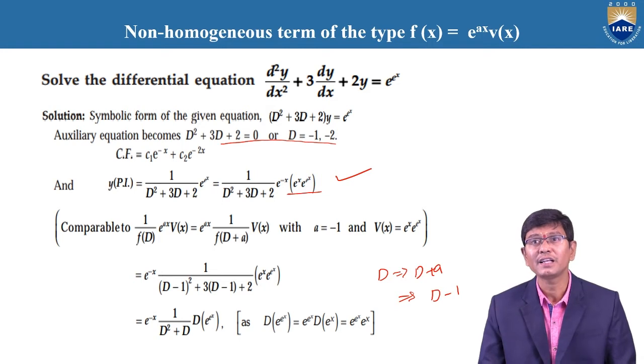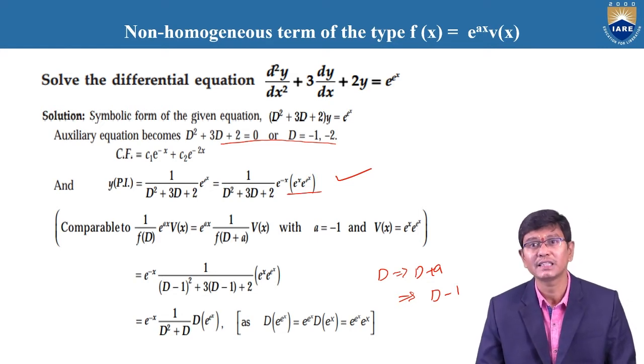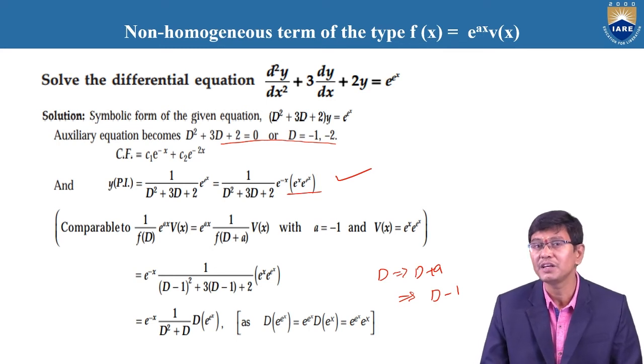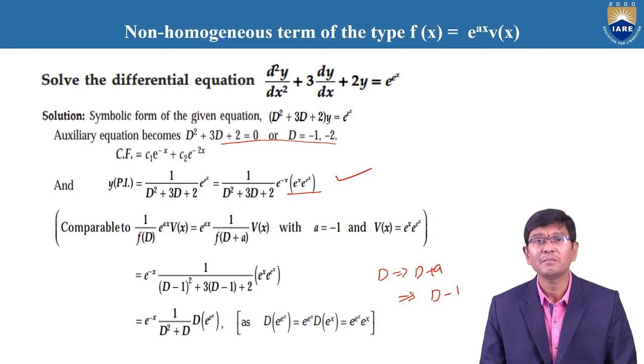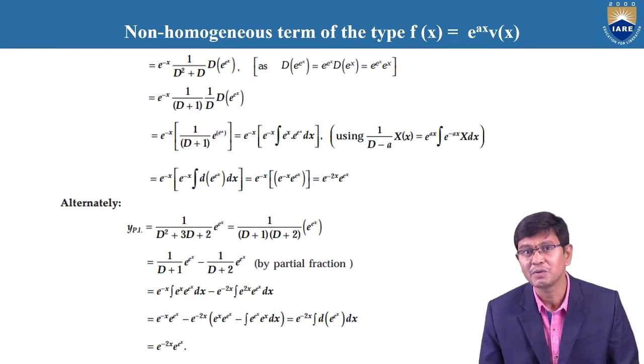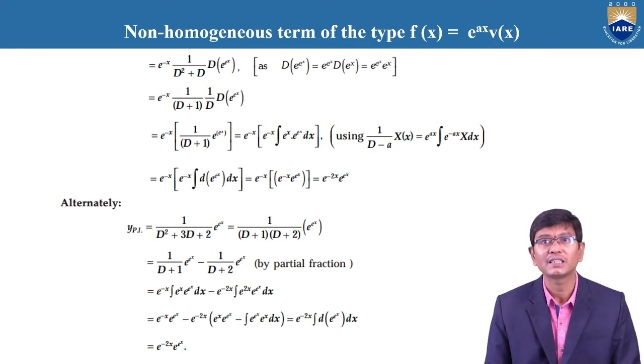Here the remaining term is e power x into e power x. After simplification of the denominator, we get e power minus x into 1 by d square plus d, and the numerator is d into e power of x only. In the denominator, d is common, so you take out d, and both are cancelled, the numerator as well as the denominator. Therefore, the remaining part is e power minus x into 1 by d plus 1 into e power x.